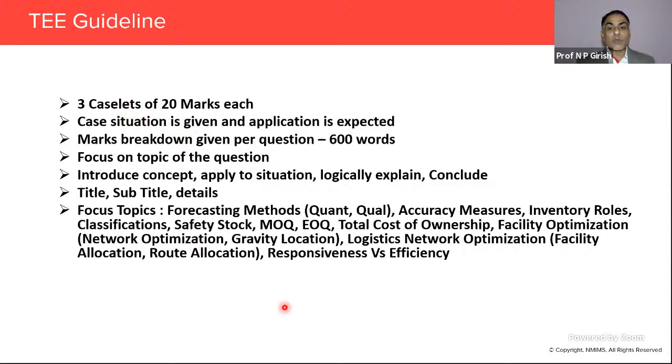The term end examination is going to be 3 caselets of 20 marks each, 3 into 20 marks, and a brief case situation will be given. Based on that, you are expected to apply the concept and give the explanation. There will be a marks breakdown for the sub questions. We are not guided by the words, but for you to have an idea of how much to write, about 600 words is what you could be writing, but don't worry about it. Don't keep it too brief. You need not keep it too elaborate. If you're going to write 500 to 700, 800 words, that is perfectly okay.